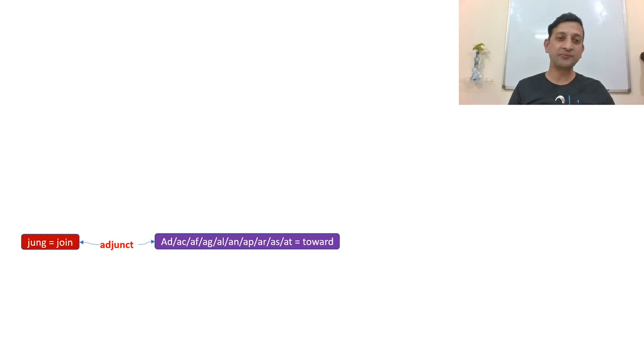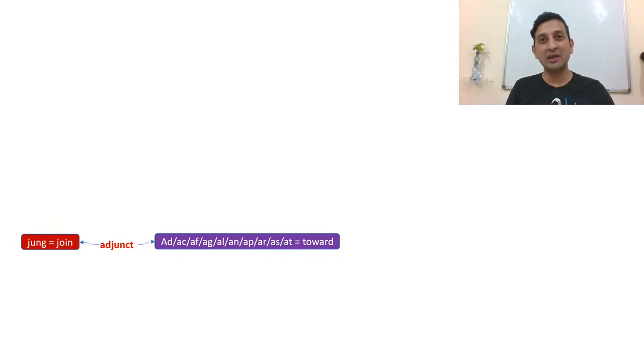The reason I've done that is because this root add, which means toward, actually changes depending upon the consonant of the word it has been joined to. Add can become AC, AF, AG, AL, depending upon the consonant of the next word it is being joined to. How do you recognize this? Words which have add, meaning toward, as a root or as a prefix, there you will see a repetition of the letter coming after A.